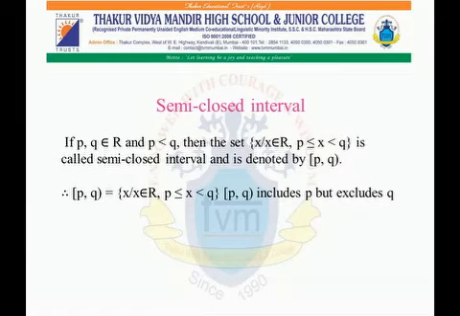But it is given that X is less than Q, so it is open. So this is semi-closed and it is read as closed open interval, because it is closed at P and open at Q. Here we will include the value of P and exclude the value of Q.